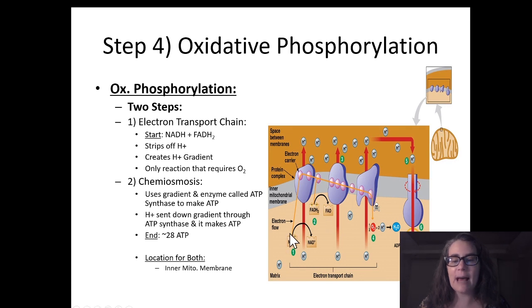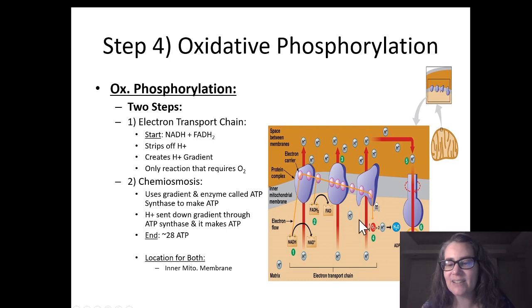The first thing that's going to happen is this H gets pulled off, and the H's will be pumped across into the inner membrane space. This is a proton pump that we are setting up. The electrons are separated, and as the electrons are passed down this chain, they give up a little bit of energy, and that energy enables this pump to pump these H's against their gradient.